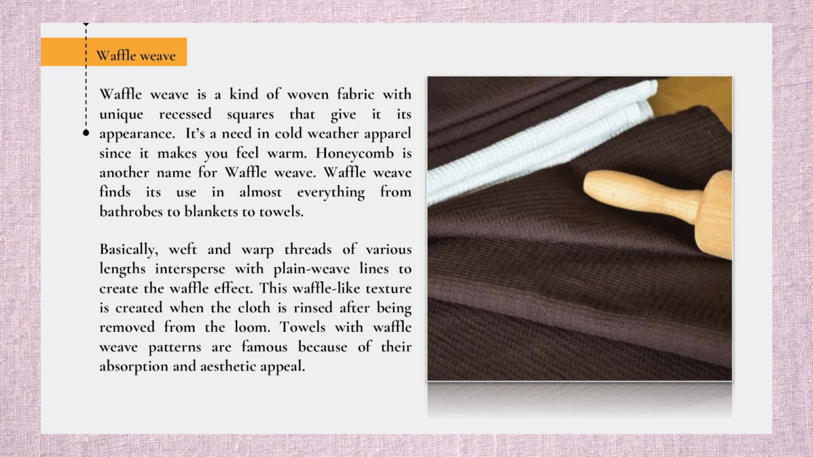Waffle weave is a kind of woven fabric with unique squares that give it its appearance. It's a need in cold weather apparel since it makes you feel warm. Honeycomb is another name for waffle weave. Waffle weave finds its use in almost everything from bathrobes to blankets to towels. Basically, weft and warp threads of various lengths are interspersed with plain weave lines to create the waffle effect. This waffle-like texture is created when the cloth is rinsed after being removed from the loom. Towels with waffle weave patterns are famous because of their absorption and aesthetic appeal.